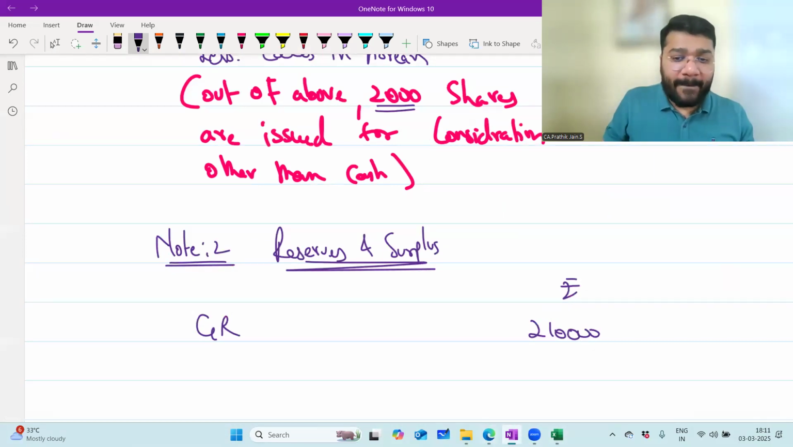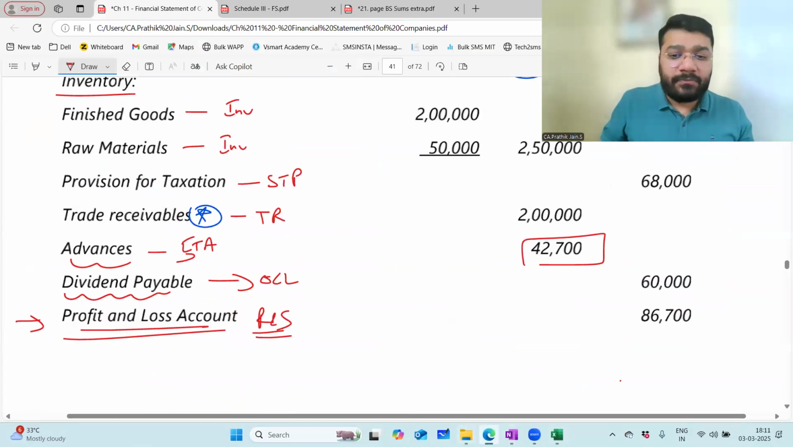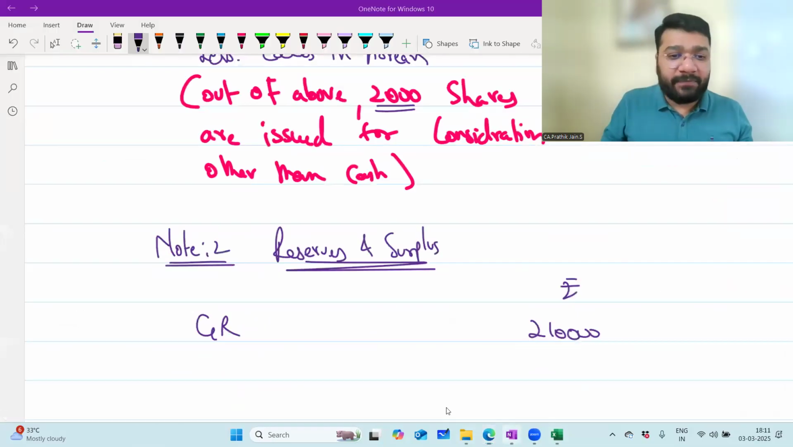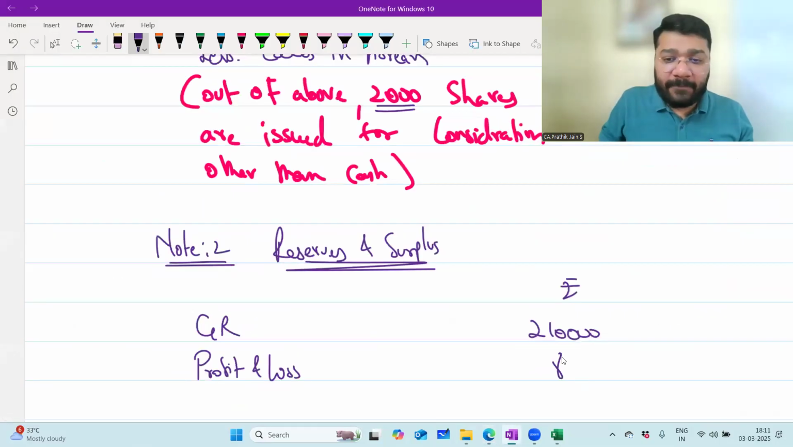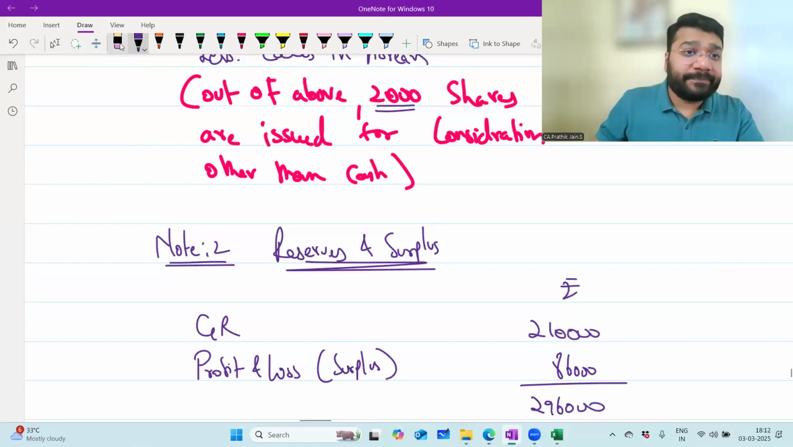Then you have profit and loss. Another name for this profit and loss account is surplus. Another name of surplus is retained earnings. Any name they can give. So write profit and loss account. How much is it? 86,700. Total is 2,96,700, is it? So profit is 86,700. Sorry.